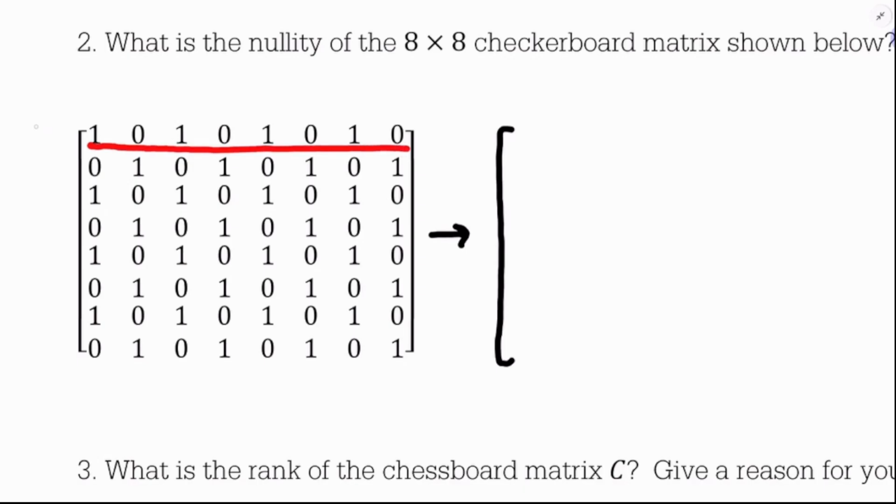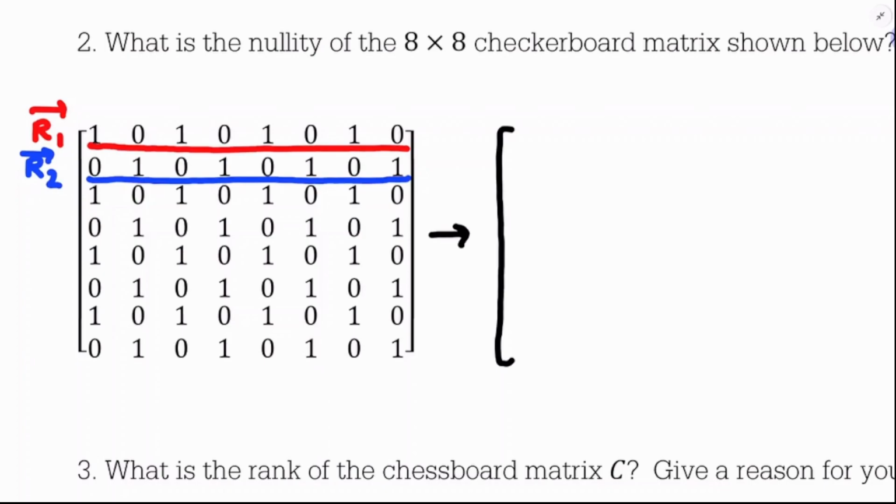Okay, I'm going to call this one row 1. I'm going to call this one row 2. And notice there's really just a bunch of copies of row 1 and row 2 in this matrix. It's just row 1, row 2, row 1, row 2, row 1, row 2, row 1, row 2.